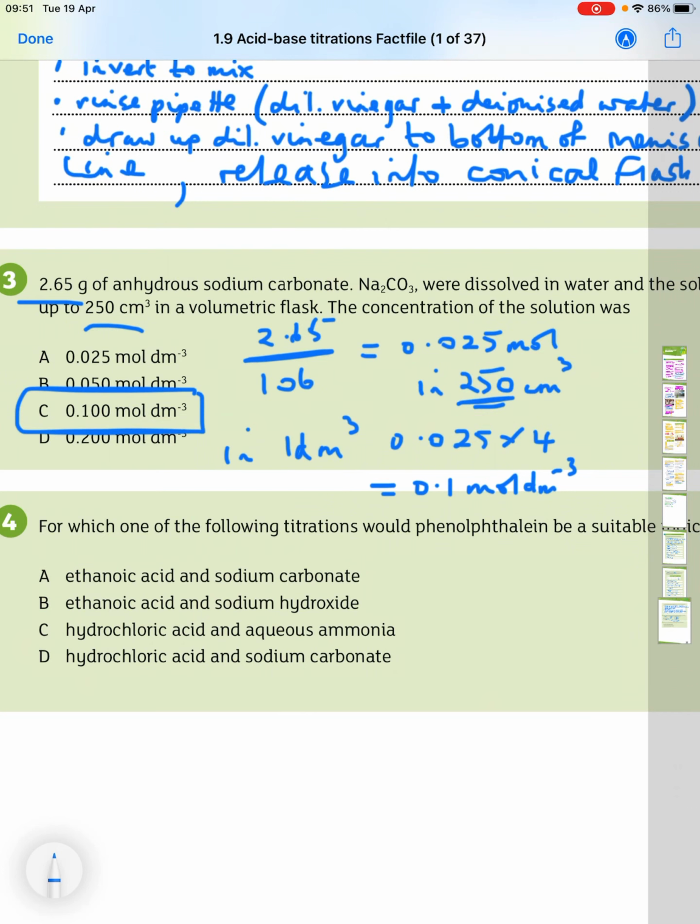Finally, for which of the following titrations would phenolphthalein be a suitable indicator? So we're looking for something which is a strong alkali here. And, well, we know that sodium carbonate is not, neither is ammonia, so it has to be B.